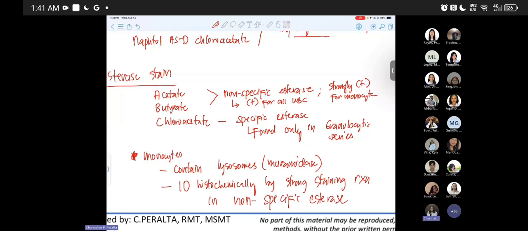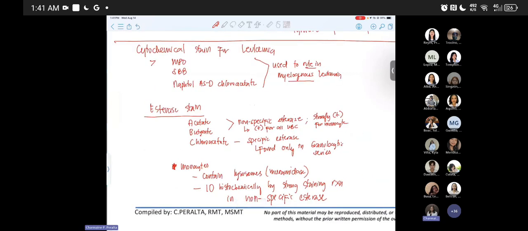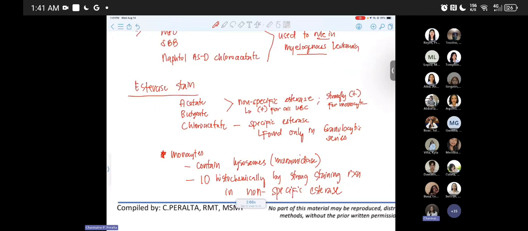esterase. Ulit. So ang cytochemical stain for leukemia, ang ginagamit natin is MPO, SBB, and naphthol ASD chloroacetate. So itong tatlong to ginagamit to rule in myelogenous leukemia. Ang myelogenous leukemia, dalawa, granulocytic or monocytic. So gagamit tayo ng esterase stain.